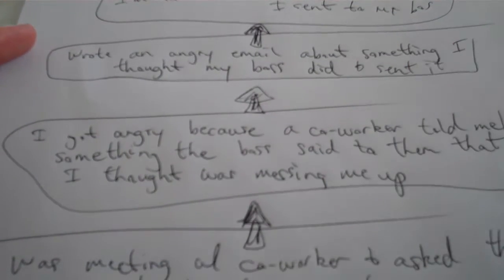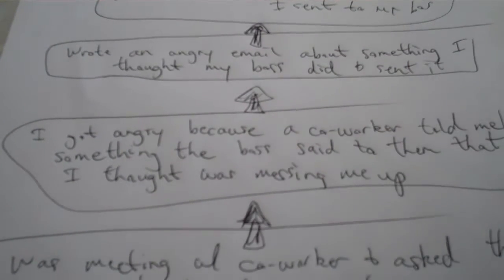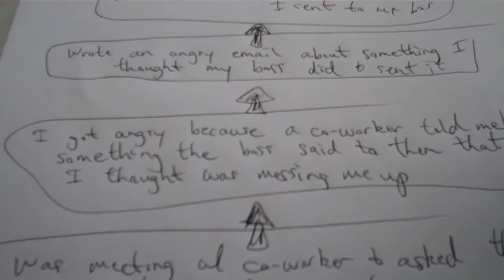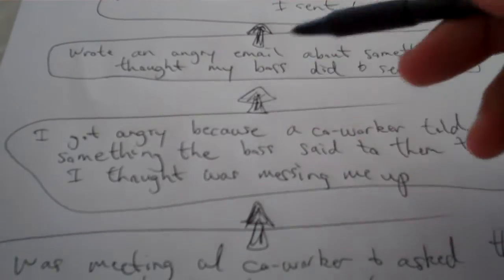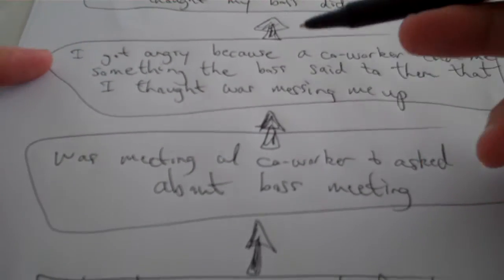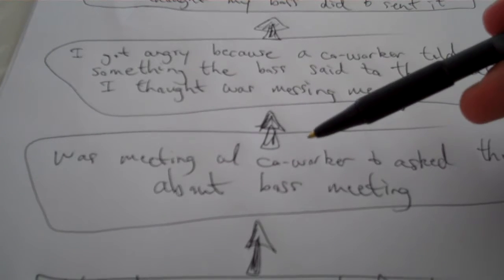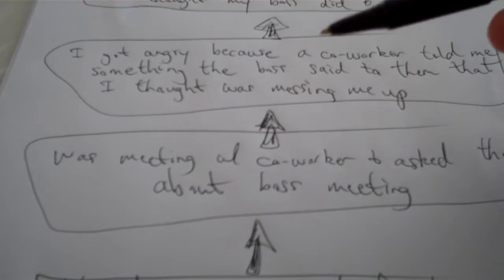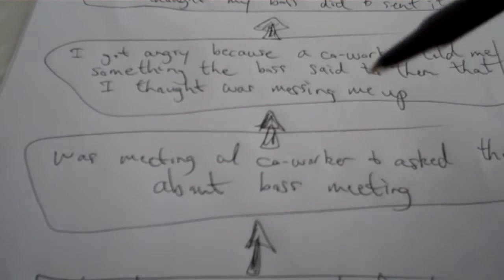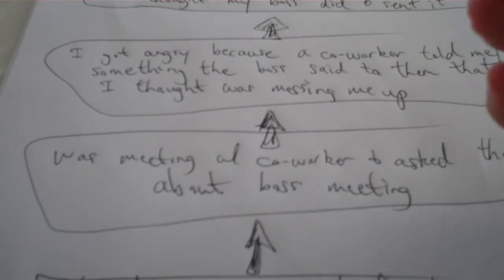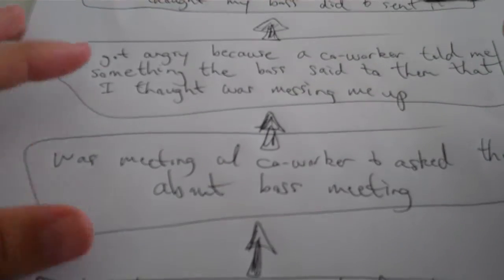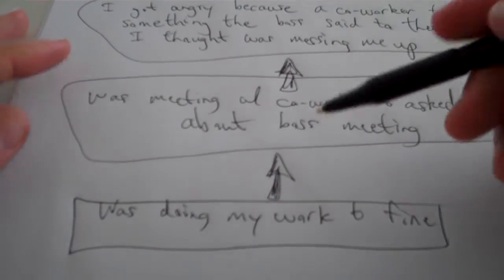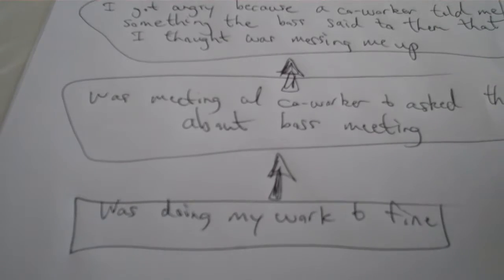Well, I got angry because a coworker of mine told me that something the boss had said to them in a meeting that I thought was messing me up, was kind of getting in the way of my own work, and I was mad that the boss never said anything to me about it, all right? So before that happened, before I got angry, I was meeting with a coworker, right, and talking to them, and I asked them about the boss meeting, which actually I didn't need to do, but I was kind of nervous about it, so I asked them, and then they told me, right? And then finally, going one step back, before that meeting, I was doing my work and everything was all good.